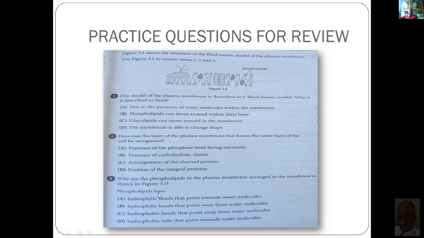B says phospholipids can move around within their layer. The layer is actually the phospholipid forms the layer. So we can say that phospholipids move around in their layer. But if we say that glycolipids can move around in the membrane, which is the same as the carbohydrate attached to the membrane, these 2 are very close. So the most appropriate answer here would be that glycolipids can move around in the membrane, or within their layer.